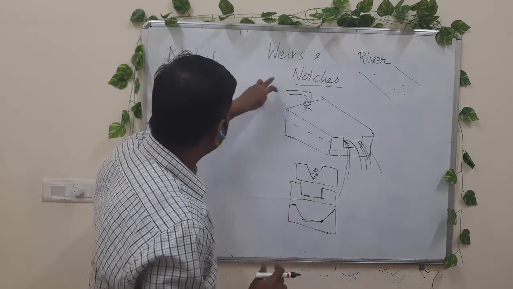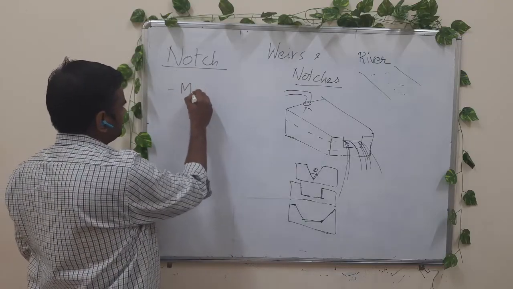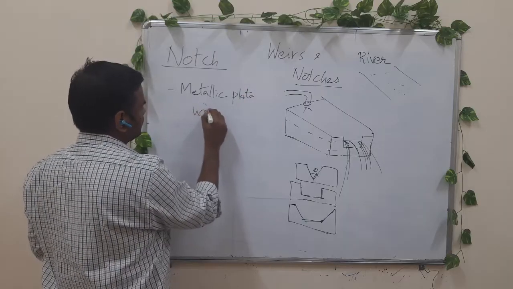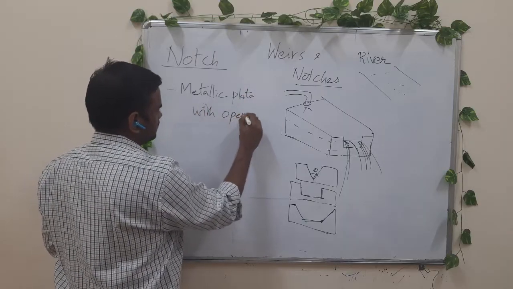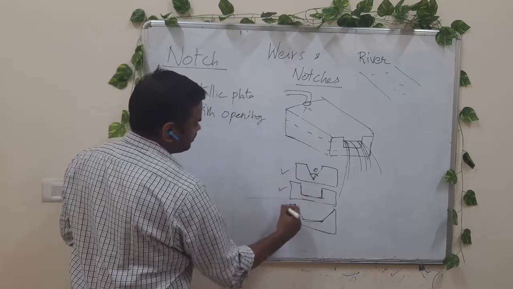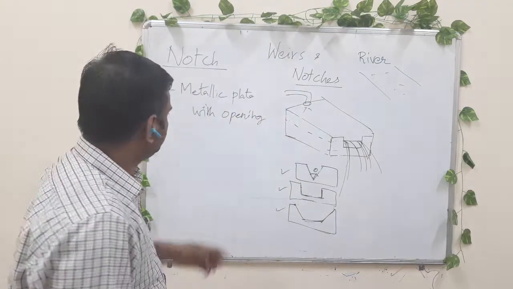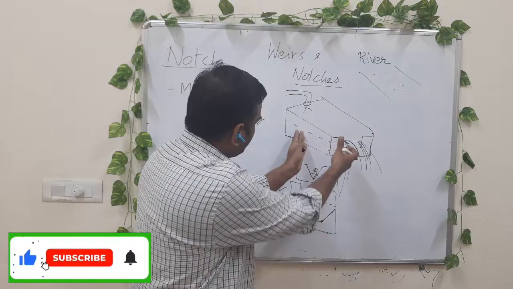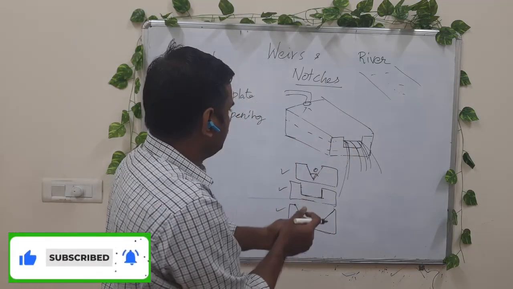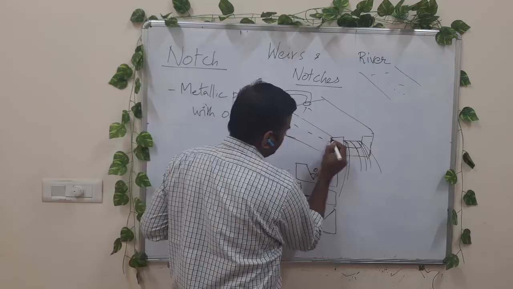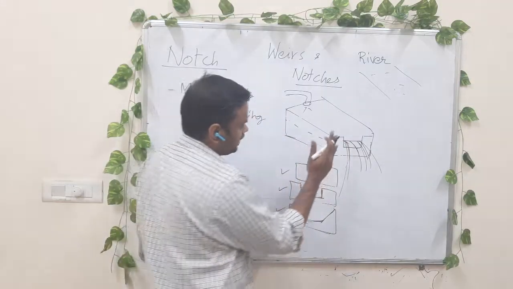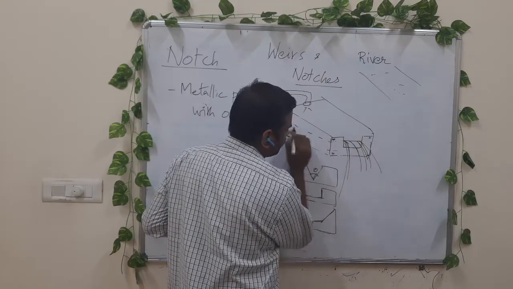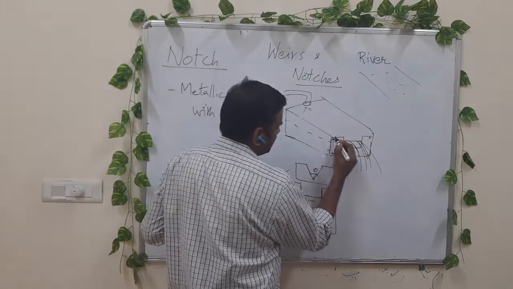So a notch is a metallic plate with openings. Essentially it is a flow measuring device for open channels, particularly of a rectangular tank type or open flow. We connect it to one end of the tank, so that once this is fixed to the tank, the liquid level should be below this H.